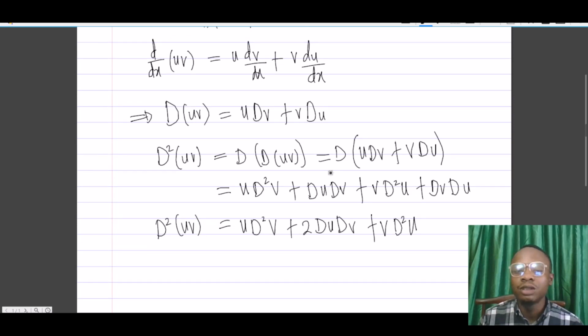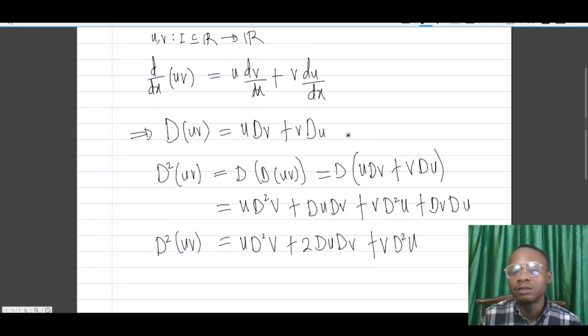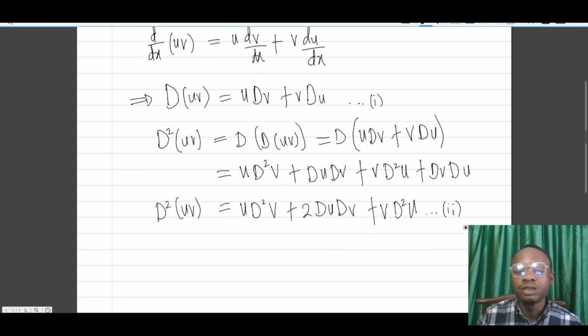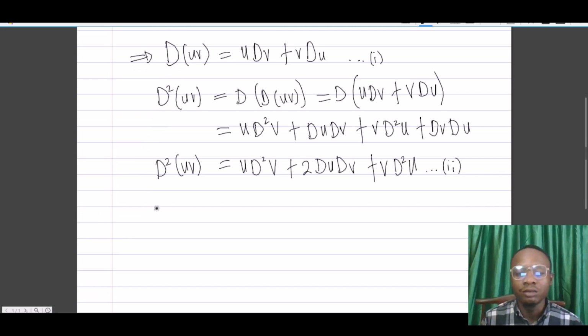So let's follow the pattern like that. This is for our first derivative, so we can call this equation 1. This is for our second derivative of the same product. We can call it equation 2. If we proceed to get the third derivative, that's the cube uv.